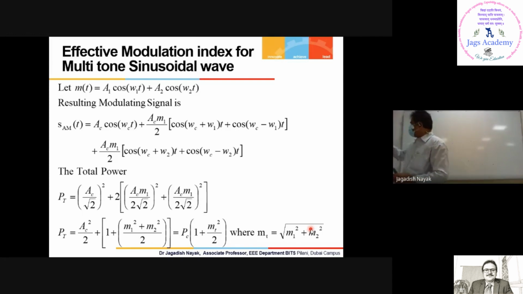The difference between this equation and the earlier equation is only m of t, that's all. It's totally mathematics. Earlier, you know how to find out the power. In this equation also, you know how to find out the power. And you get this mt square, that is equal to the square root of m1 square plus m2 square. This m1 and m2 are the modulation indices. There you have a1 cos omega 1 t plus a2 cos omega 2 t. What is m1 there? Tell me. m1 is a1 divided by the carrier Ac, and m2 is equal to a2 divided by Ac.